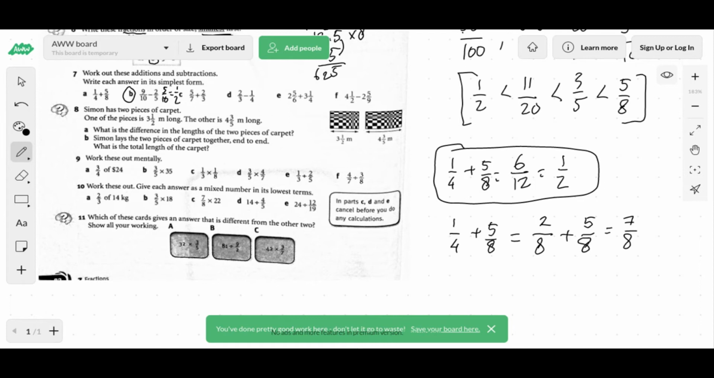Gibran, can you solve the 7C? 5/7 plus 2 out of 3. Yep. 7 times 3, 21. And then 2 times 7, 5 times 3. 15 plus 14 is 29. Okay. So 29 out of 21. Bravo.